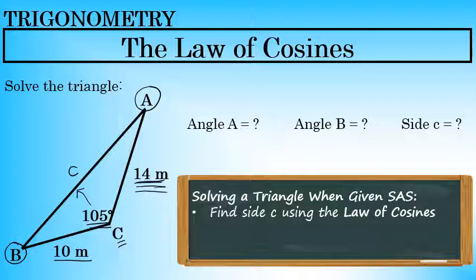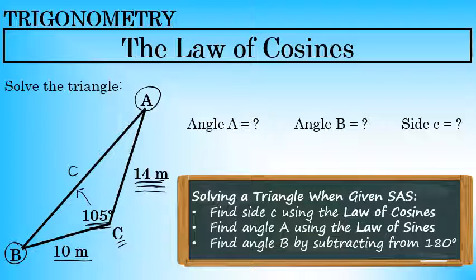After finding the length of side C, the order in which we find the remaining two angles, A and B in this diagram, can be interchanged. What we will do here is next find angle A using the law of sines, and finally, once we know angle A and the given angle C, we can find angle B simply by subtracting from 180 degrees. Let's begin by finding side C using the law of cosines.